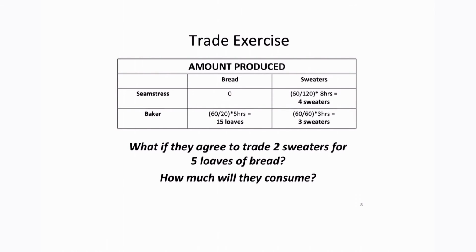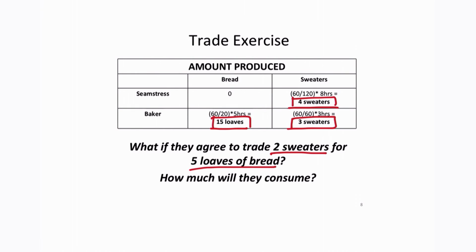So the amount that they produce: the seamstress spends all of her time on sweaters. She makes 4 sweaters. The baker spends 5 hours on bread. He makes 15 loaves of bread. He spends 3 hours on sweaters. He makes 3 sweaters. Now we're going to say that they trade 2 sweaters for 5 loaves of bread.